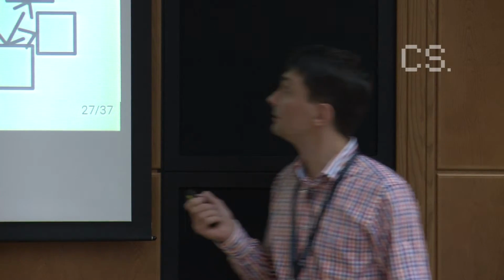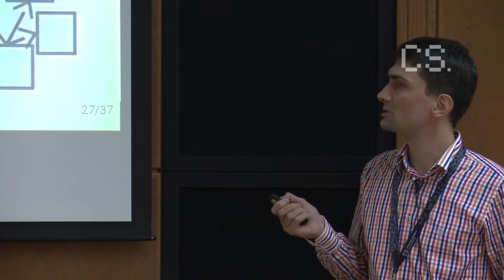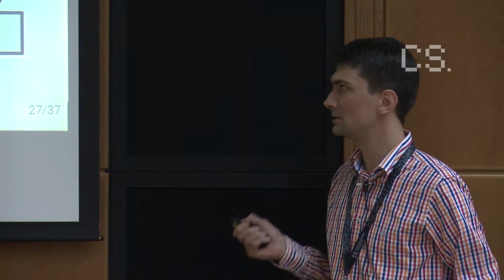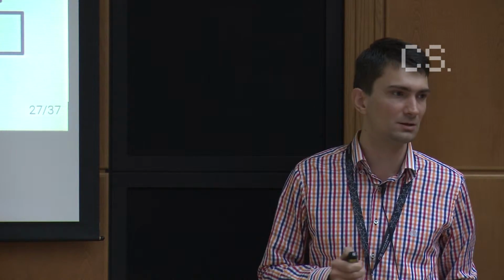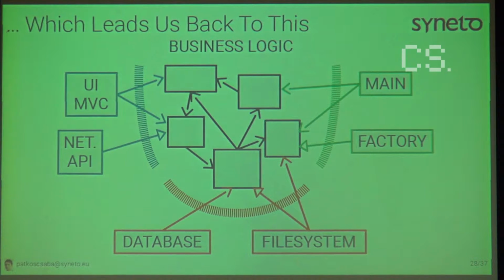That means that a database depends on your business logic. Your MVC framework, which is for presentation, depends on the business logic. The business logic doesn't know about them. That means that your business logic doesn't know about how your information is delivered to the user, through the network, through a physical console. It doesn't matter anymore. Which leads us back to this architecture.